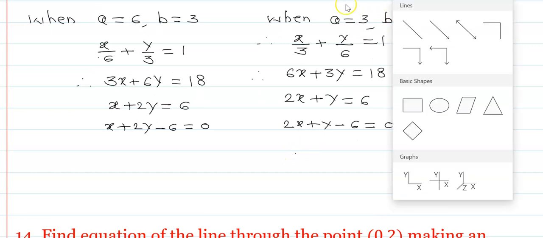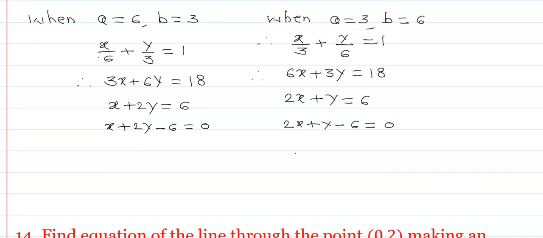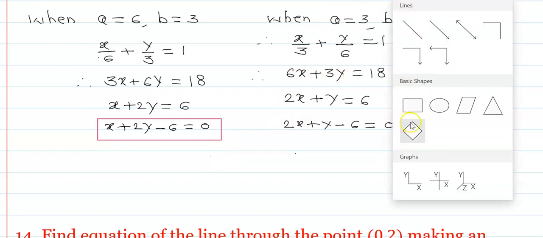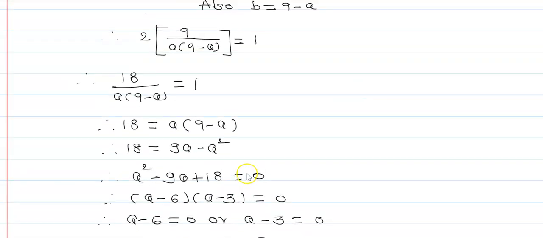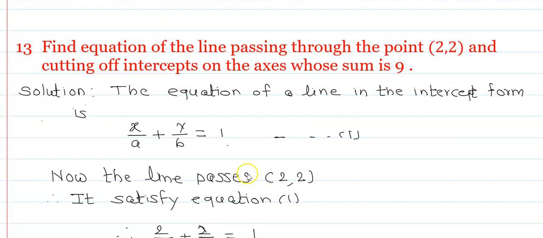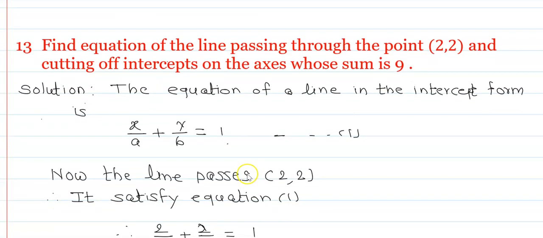Therefore, these are the two answers: x plus 2y minus 6 is equals to 0 and 2x plus y minus 6 is equals to 0.